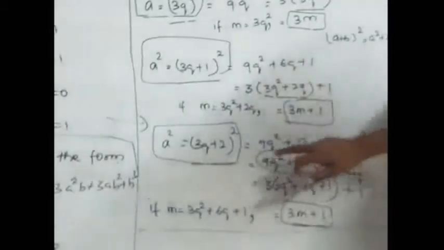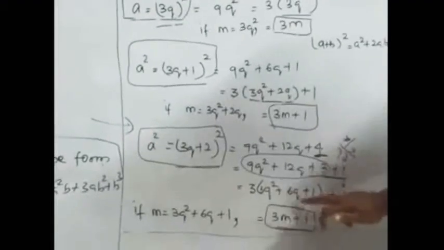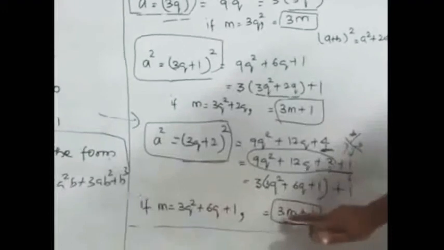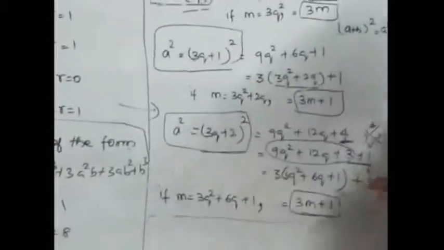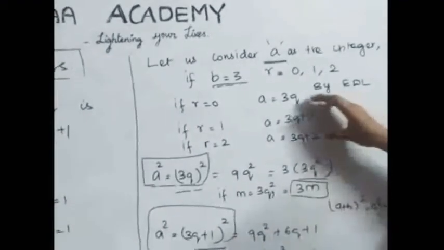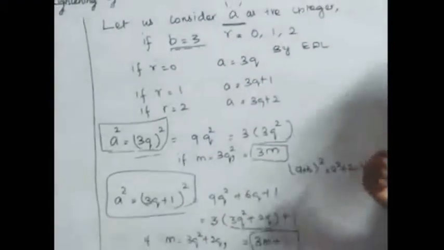Here you just take the first 3 terms. In the first 3 terms, 3 is the common divisor. So take 3 outside. You have 3q square plus 6q plus 1. This one is going to be m. So you have the equation 3m plus 1. So finally, if you square any positive integer, it will be in the form of 3m or 3m plus 1. So it's proved analytically by using the concept of Euclid's division lemma.